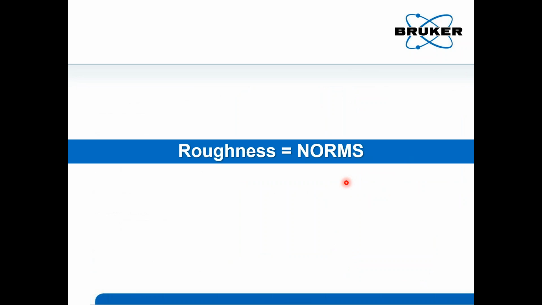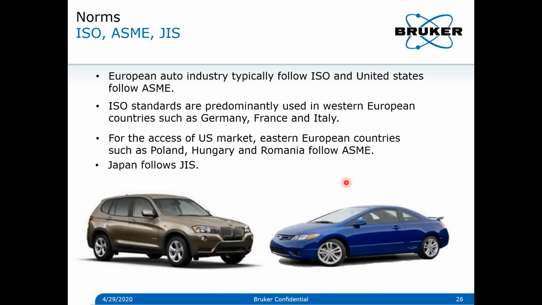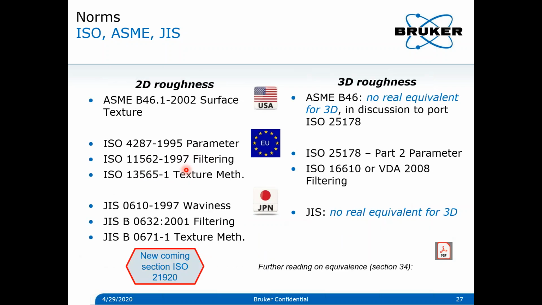So now let's go to the roughness. When we start talking about the roughness, the first thing to think about is the norms, because the norm determines everything about the roughness. In the current scenario, we have three schools, where one is ISO, then ASME, and JIS. The European auto industry typically follows ISO, and the United States follows ASME. Also, Western European countries such as Germany and France follow ISO. For access to the US market, Eastern European countries typically prefer ASME. And as mentioned earlier, Japan follows JIS.